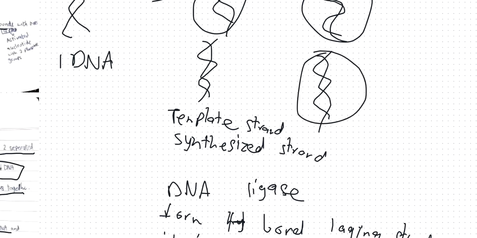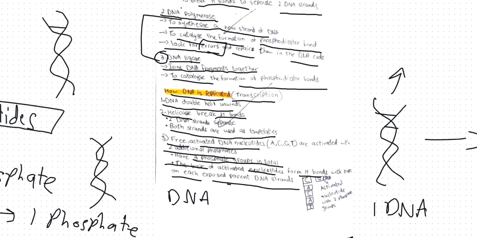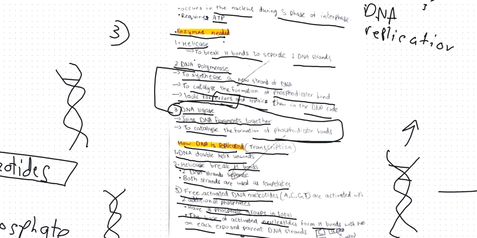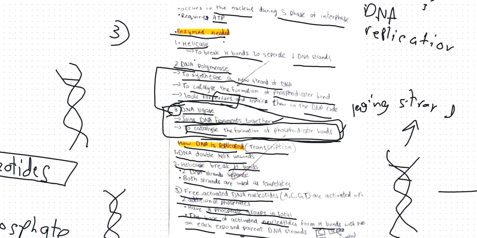I have a question. I thought the ligase synthesizes phosphodiester bonds. Yeah, it does, because remember, DNA ligase has all of these roles as well. It joins DNA fragments together through hydrogen bonding, and it also catalyzes the formation of phosphodiester bonds in the lagging strand. So these two roles are for DNA ligase.